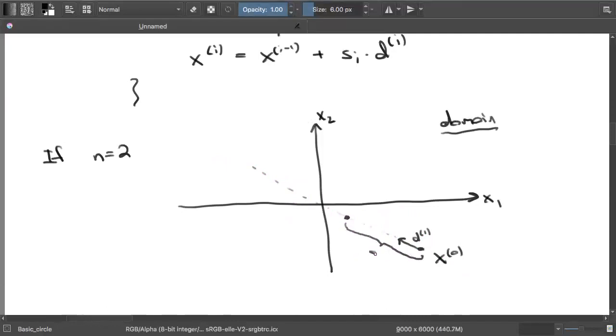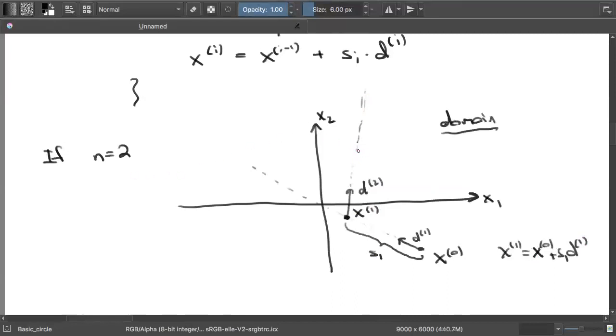You pick some step size S1, and that puts you at the point X1. And X1 is simply X0 plus S1 times D1. So now you're standing at X1. You pick a new direction, call that D2. That D2 defines for you a line. And even in three-dimensional space, it'll define a line. A direction, you'll move along a line.